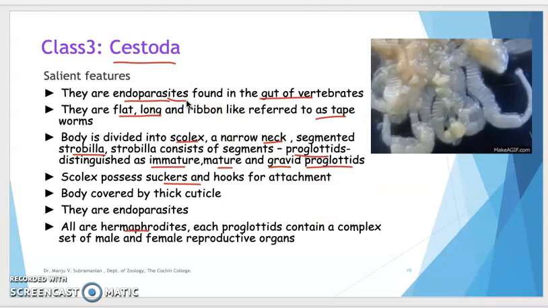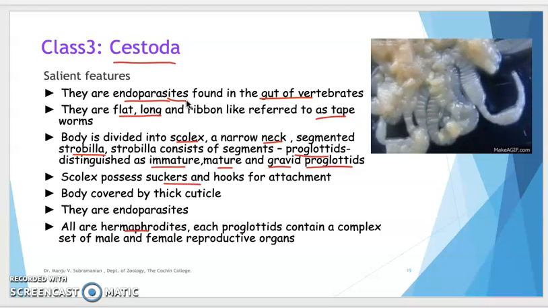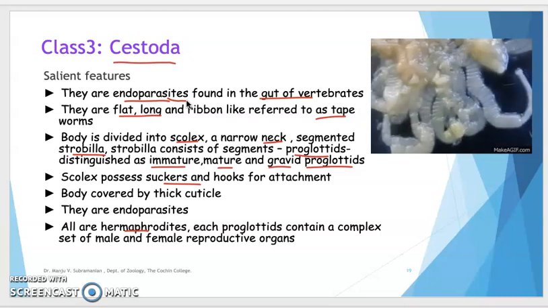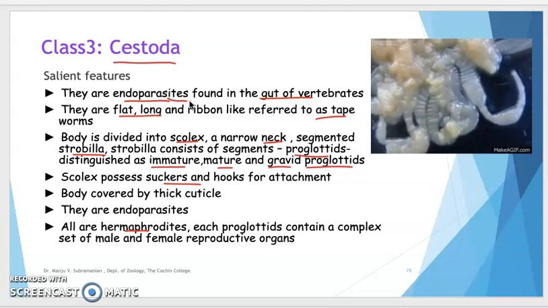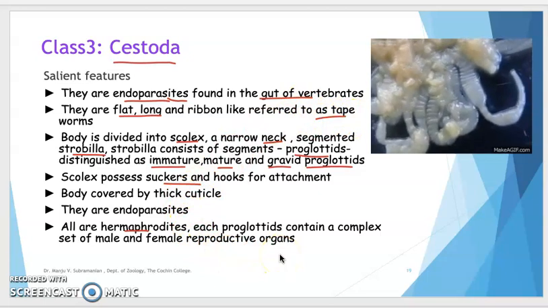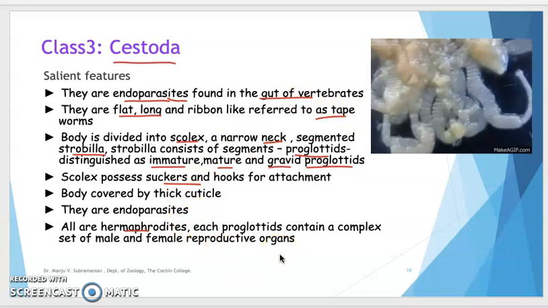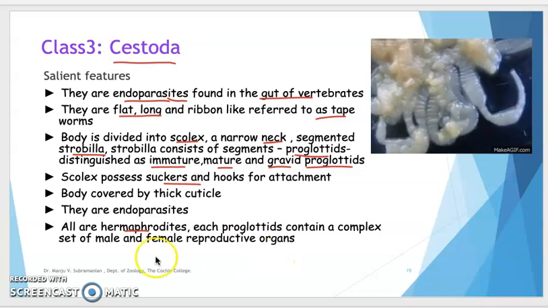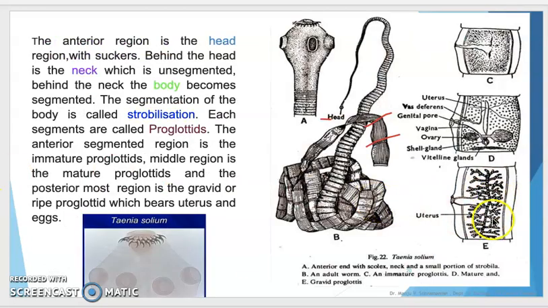Then the excretory organs are protonephridia with flame cells, similar to those of Fasciola. Reproduction, as said earlier, is sexual, but all cestodes are hermaphrodite. Each mature segment may contain a complete set of male and female organs. If you closely examine each segment, you can see the male and female parts. The vas deferens is a part of the male sex organ, and there are the uterus, ovary and vagina, the shell gland, vitelline gland, etc.